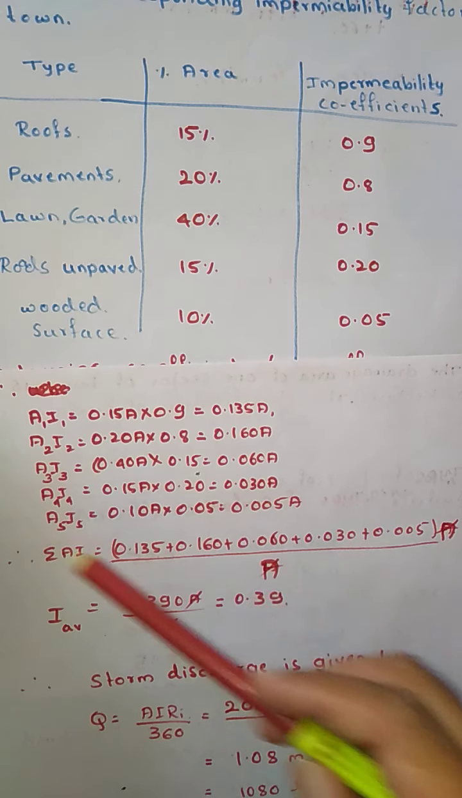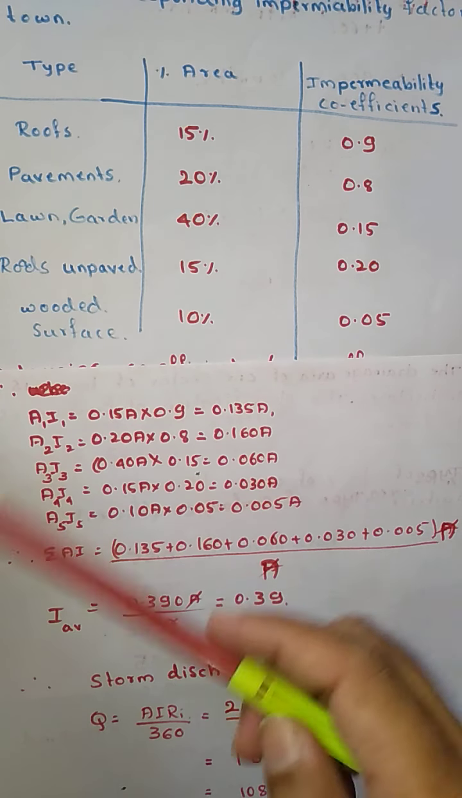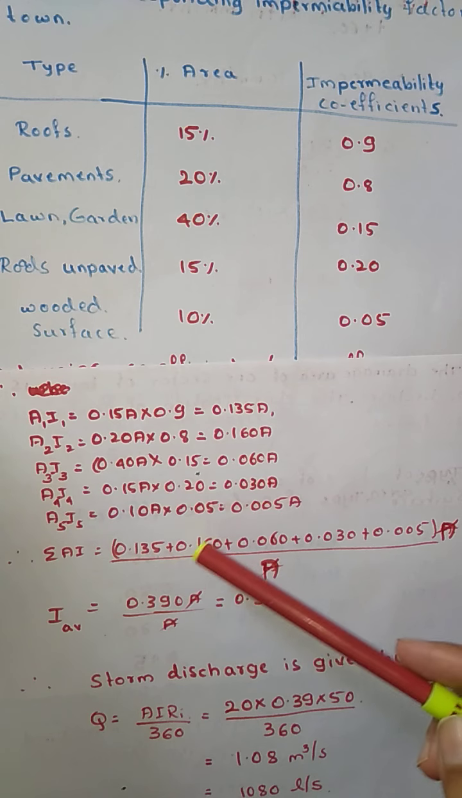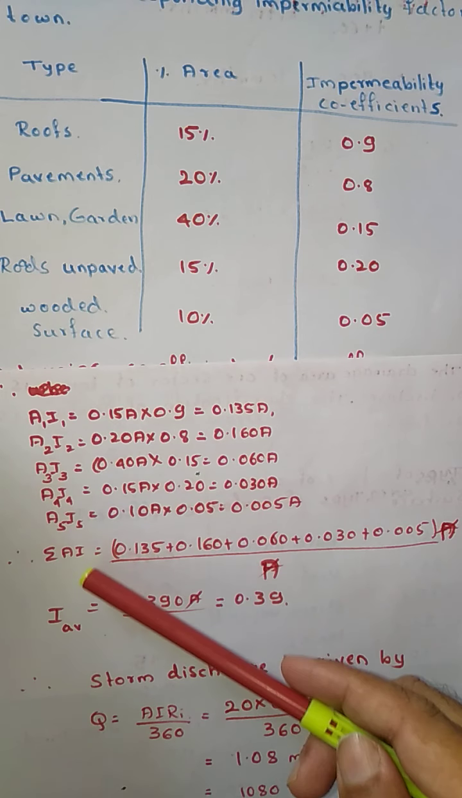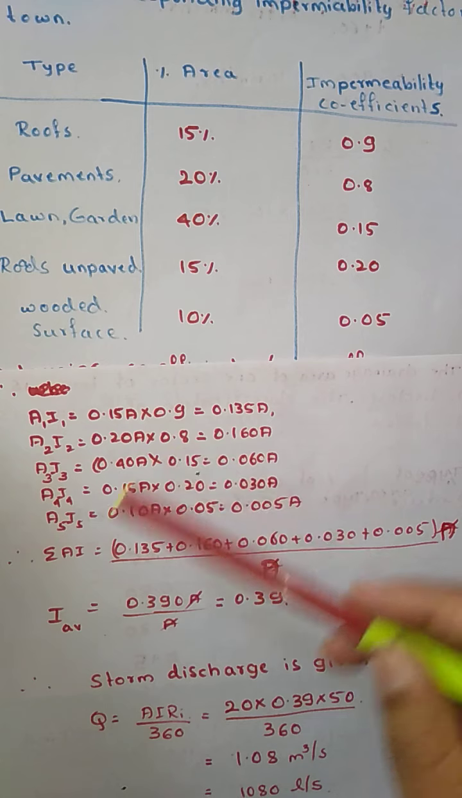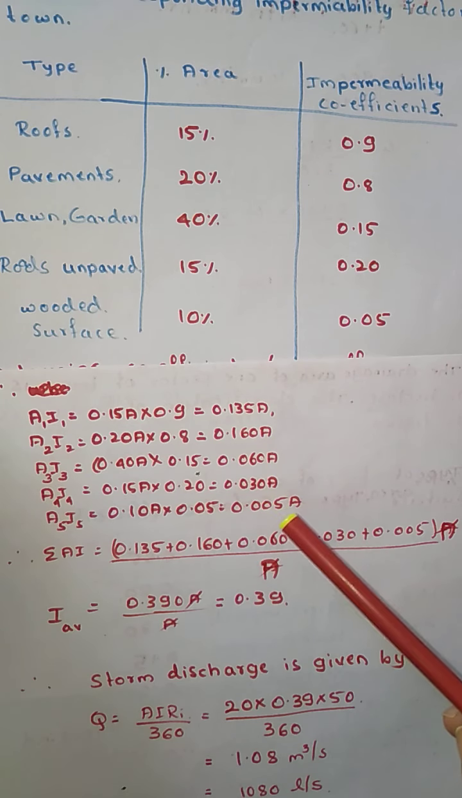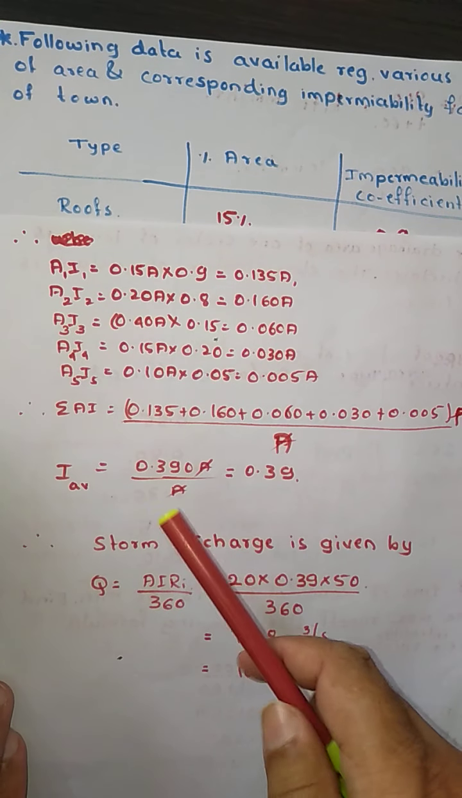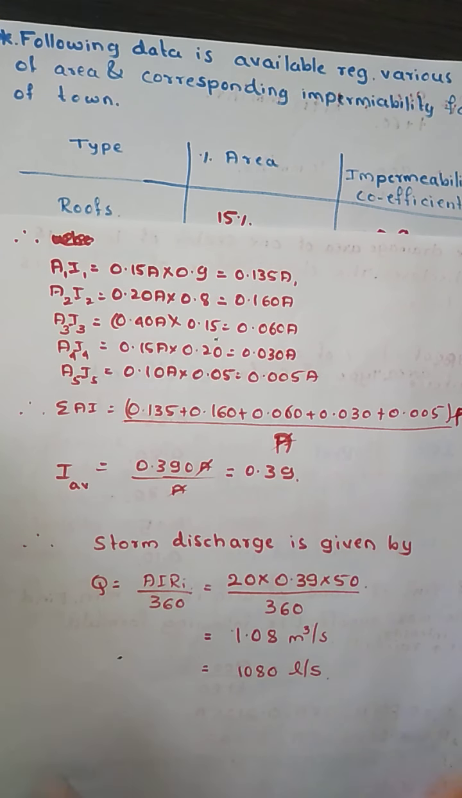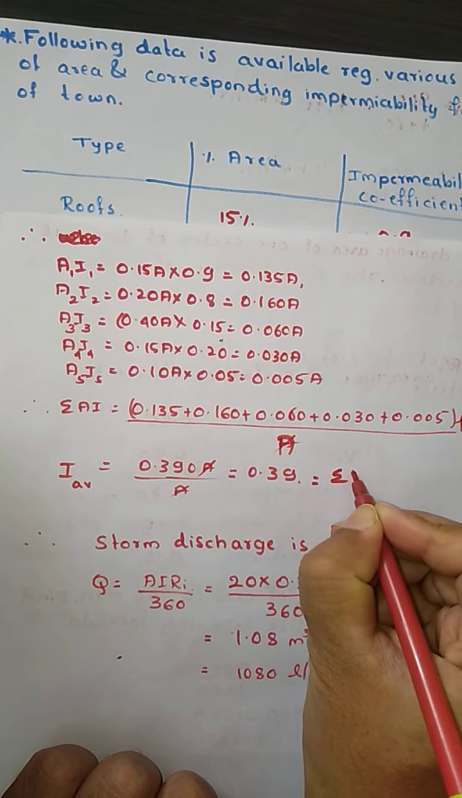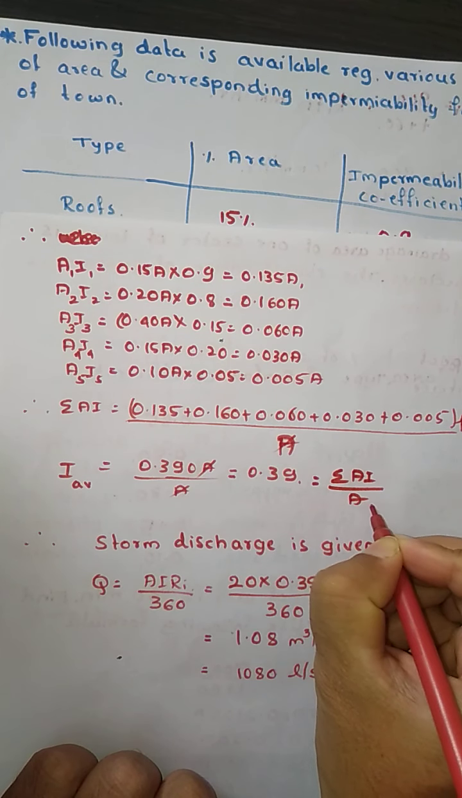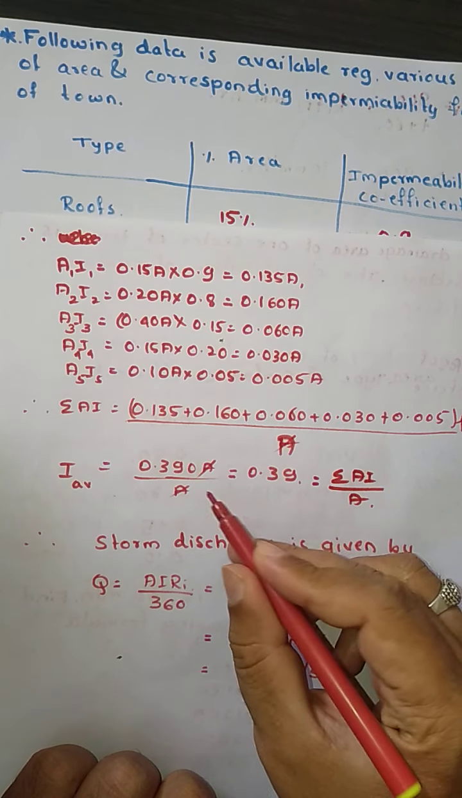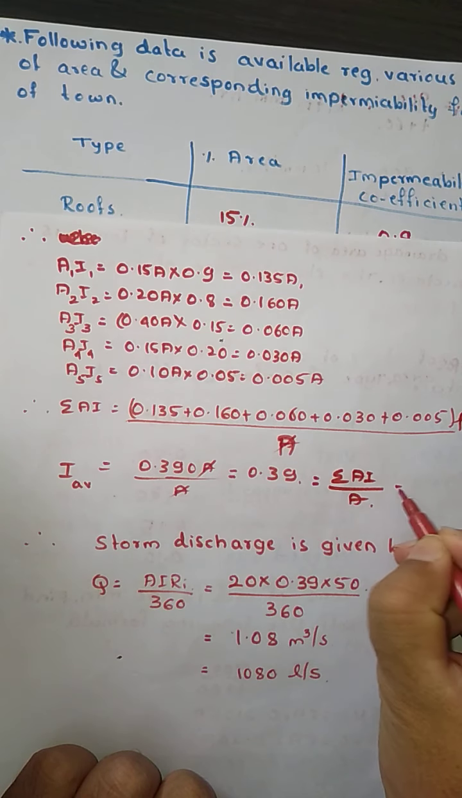Now we have found out the impermeability factors of those particular areas, now we need to add all these because sigma ai divided by a. So once we add this 0.135, 0.16a, 0.060, 0.030, 0.005a, we are going to get it as 0.030 divided by a. What is the formula? Average impermeability factor, sigma ai divided by a.